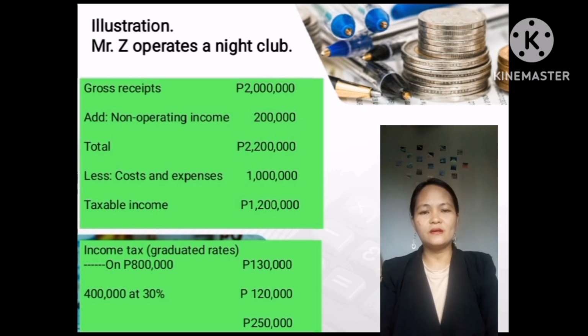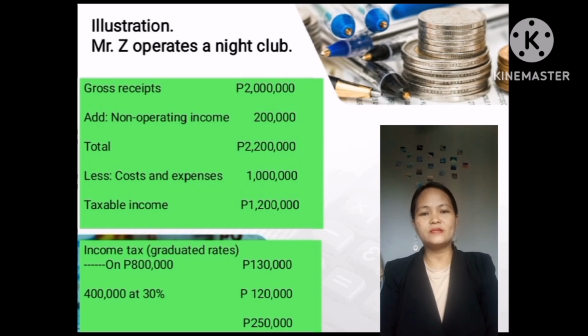So, ang gagamitin natin ay ang graduated income tax. Since na-discuss na ng previous reporter natin ang about dito, let us compute the income tax of Mr. Z. Ang gross receipts niya ay 2 million pesos. Add non-operating income, 200,000 pesos. A total of 2,200,000 pesos. Then, less natin ang cost and expenses na 1 million pesos. Ang taxable income niya ay magiging 1,200,000 pesos.